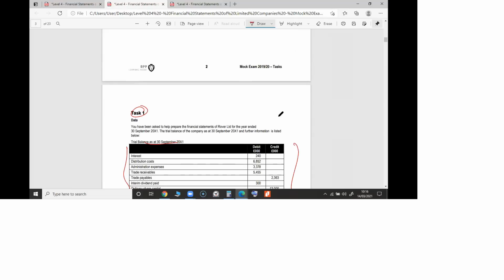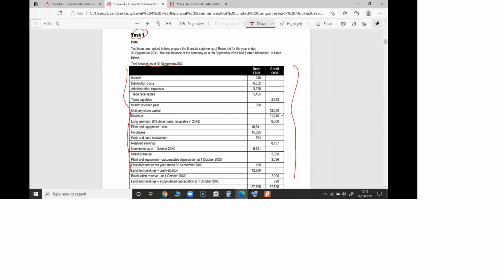Now let's read the question. You have been asked to help prepare the financial statements of Rover Limited for the year ended 30th September 2011. Very, very important: year ended 30th September, that means the year started 1st of October 2010. Trial balance 30th September 2011 given.